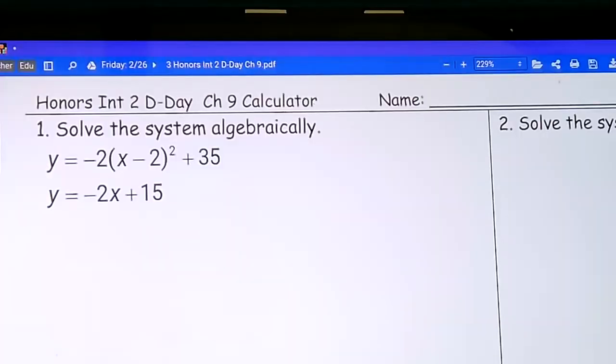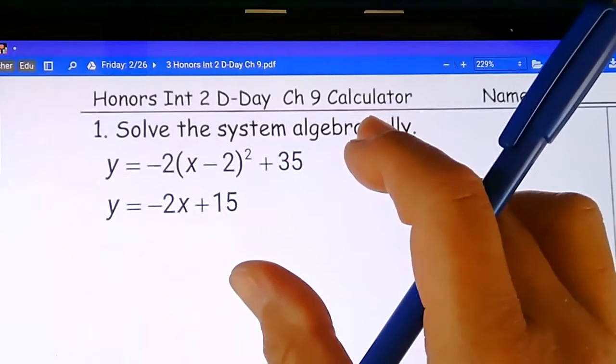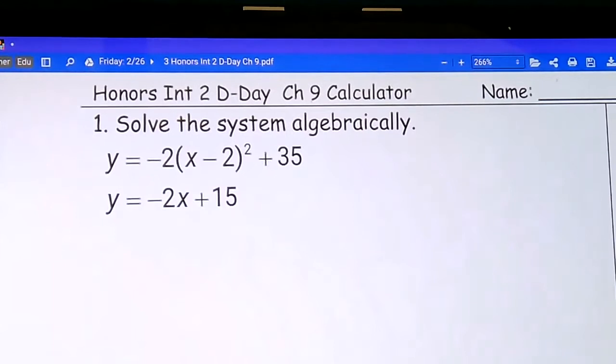So this video is on the Chapter 9 D Day. That was Friday's assignment. So when you're asked to solve a system of equations, and both of the equations are y equal, you're going to use equal values. You're going to set them both equal to one another.